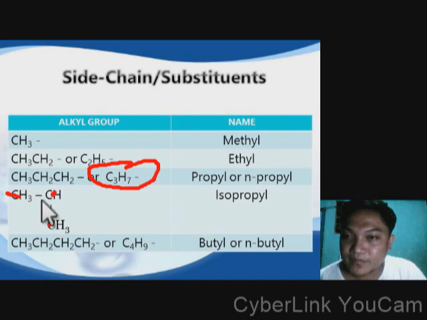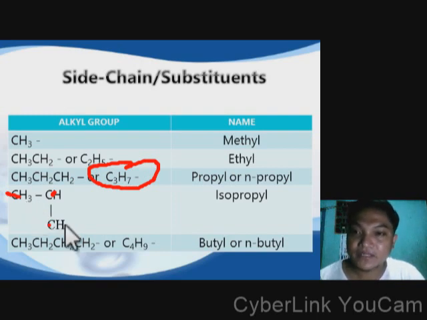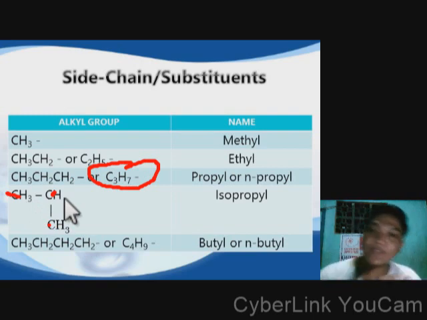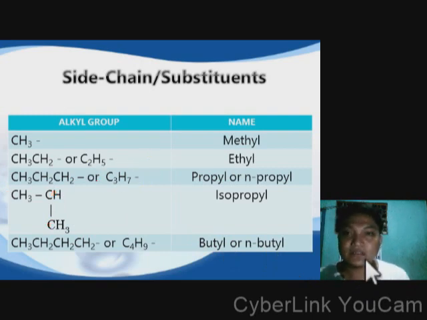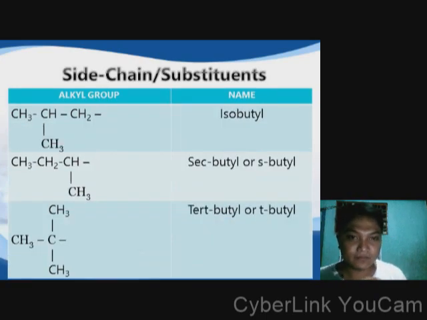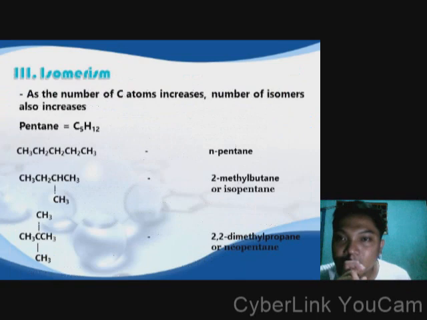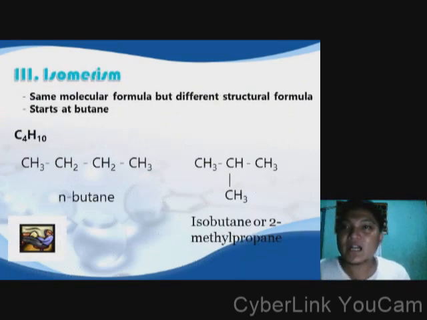So that we can prove what isomerism says. We have 3 here, plus 3 here, plus 1. How many is that? That is 7. So it is the same, as stated. Same molecular formula but different structural formula.